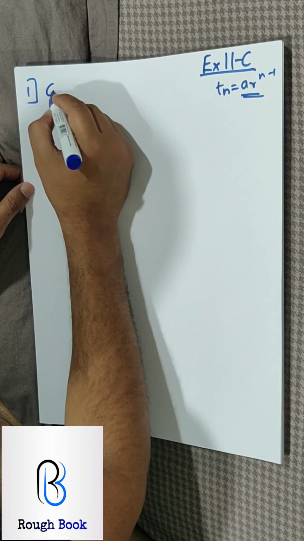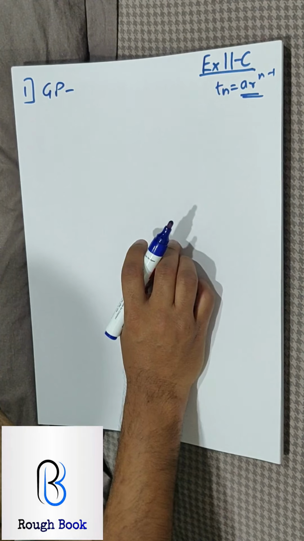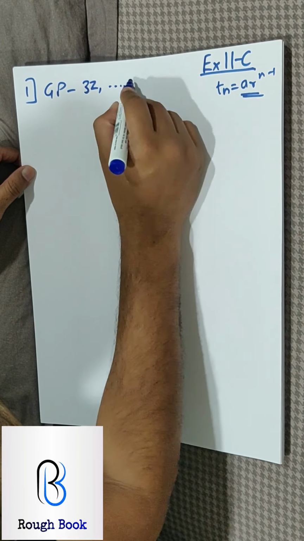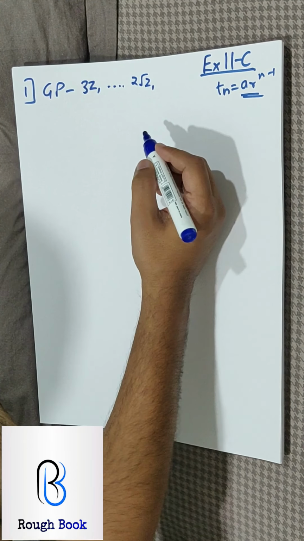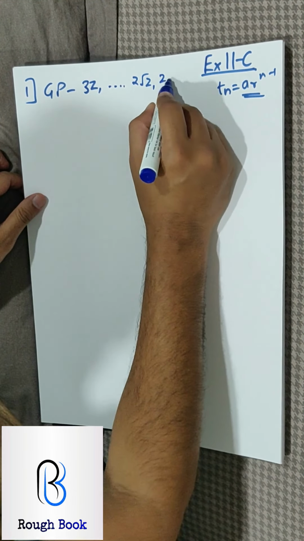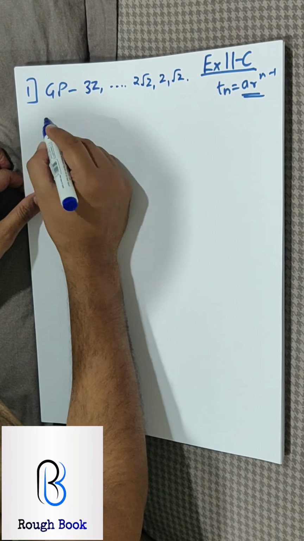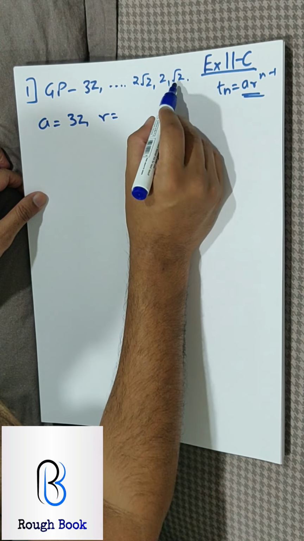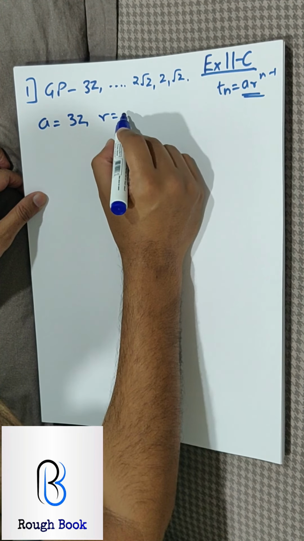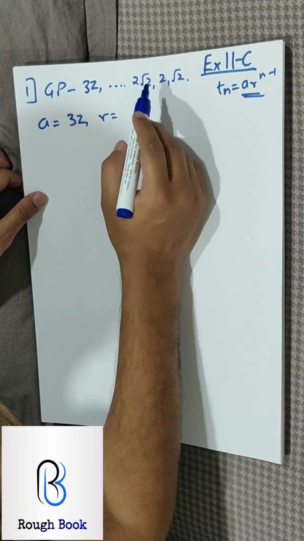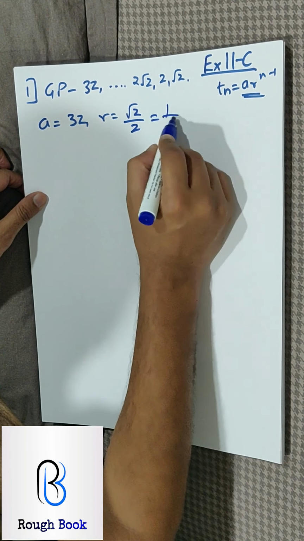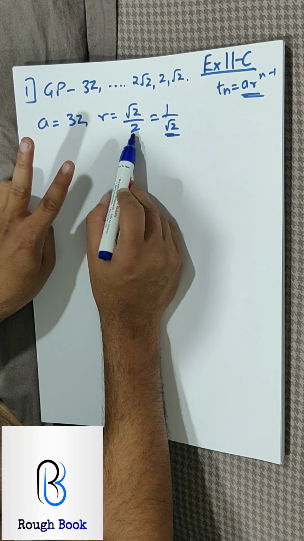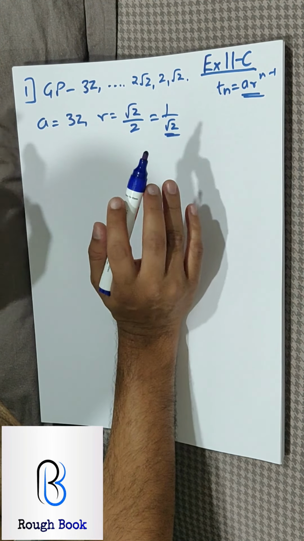Now from the end, I hope you remember whenever from the end is asked, you reverse the entire sequence. So it becomes 32, 2 root 2, 2 and root 2. So here A becomes 32. Your R becomes, take the last and the second last term, so we generally take these two only. So root 2 by 2 becomes 1 by root 2. Why? Because this 2 has two root 2's in it, so one root 2 gets cancelled, the other one stays back.